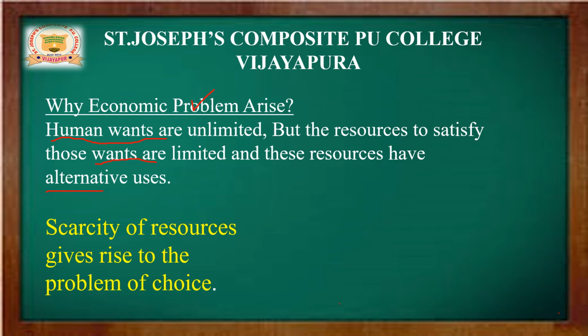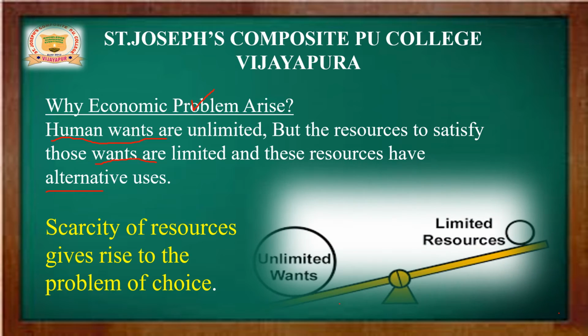So if the question comes, you need to write like this: the economic problem arises due to unlimited wants as well as limited resources. And also scarcity of resources gives rise to the problem of choice. Then why will the problem of choice be created? That is only because of scarcity. Scarcity of resources gives rise to the problem of choice.